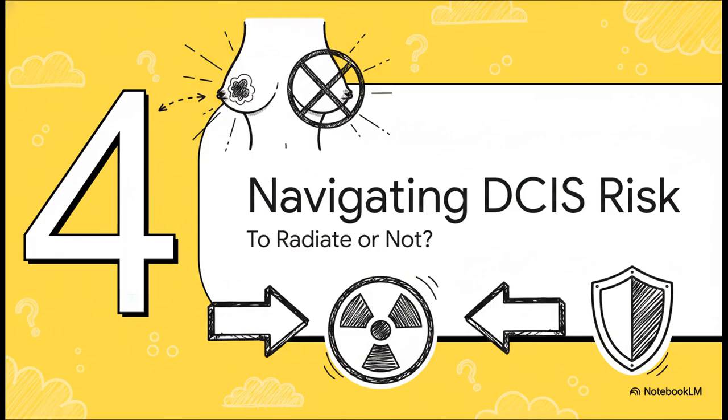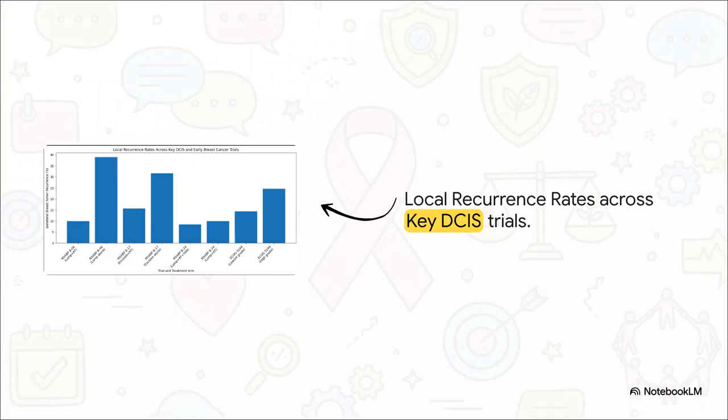All right, let's pivot to Section 4, Navigating DCIS Risk Options. To radiate or not? Now, what's really interesting about this slide is the sheer visual impact of omitting radiation in DCIS. This chart aggregates local recurrence rates across some of the key trials. Just look at the towering columns for the arms where patients were treated with excision alone. You've got the NSABP B-17 trial showing over 31% recurrence, and the ECOG 5194 high-grade cohort creeping up near 25%.